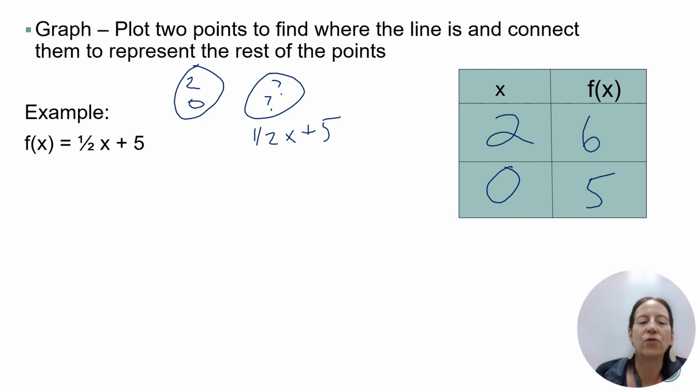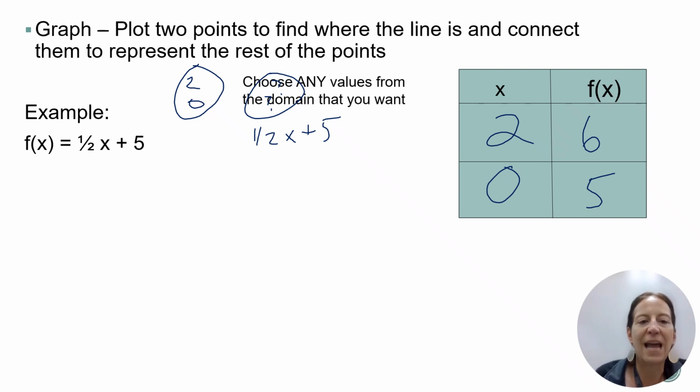You could pick others. So you could pick the number 1, 2, 3, 4, -1. It doesn't matter. The domain of a line is all real numbers, meaning there's nothing that's excluded from that domain. So you can go ahead and pick whatever you want.